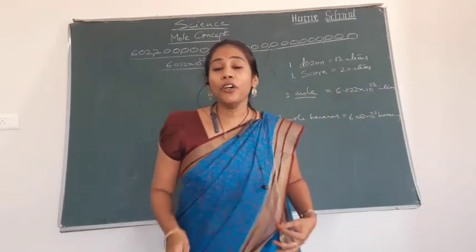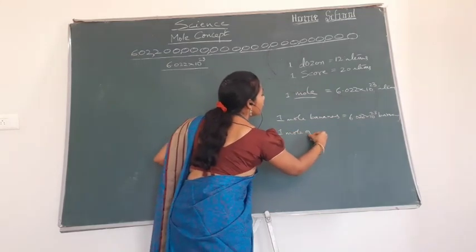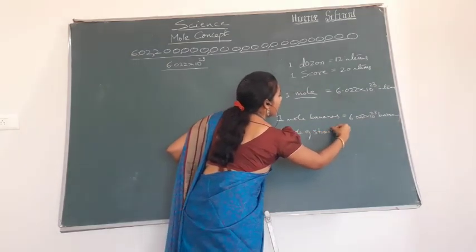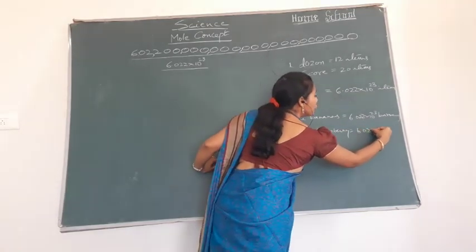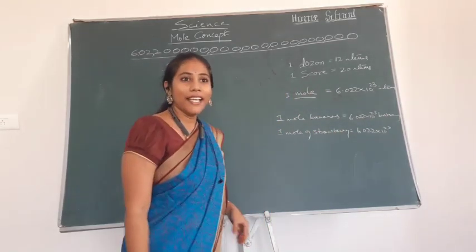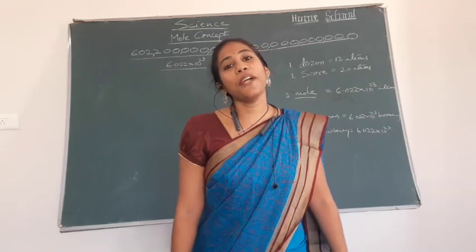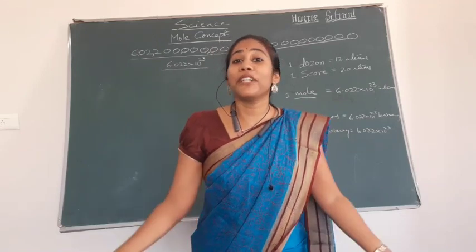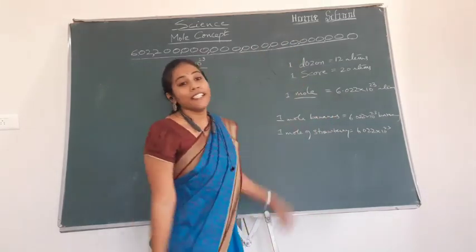If I ask you, 1 mole of strawberries means how much? It is 6.022 into 10 to the power of 23 strawberries. Say I want 1 mole of 100 rupees. So how much? 6.022 into 10 to the power of 23 hundred rupees. Got it? So this is the meaning of a mole.